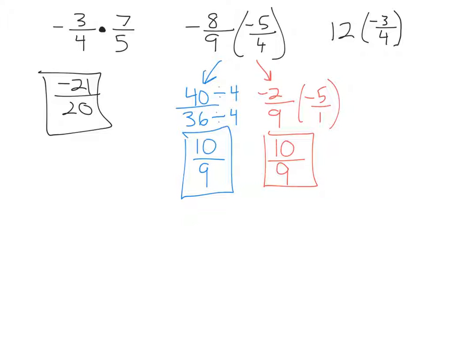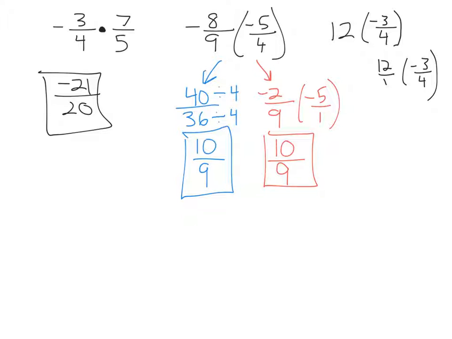Alright, let's try this last one and then we can be done. Now here I have a positive 12, just a whole number, times a fraction, negative 3 over 4. What I'm going to do first here, to help me see this better, is rewrite this problem, and I'm going to write 12 as a fraction. I can always write any whole number as a fraction by just writing it as over 1. 12 over 1 times negative 3 over 4. Now this is one of those problems, just like the last one, where I can do it both ways.